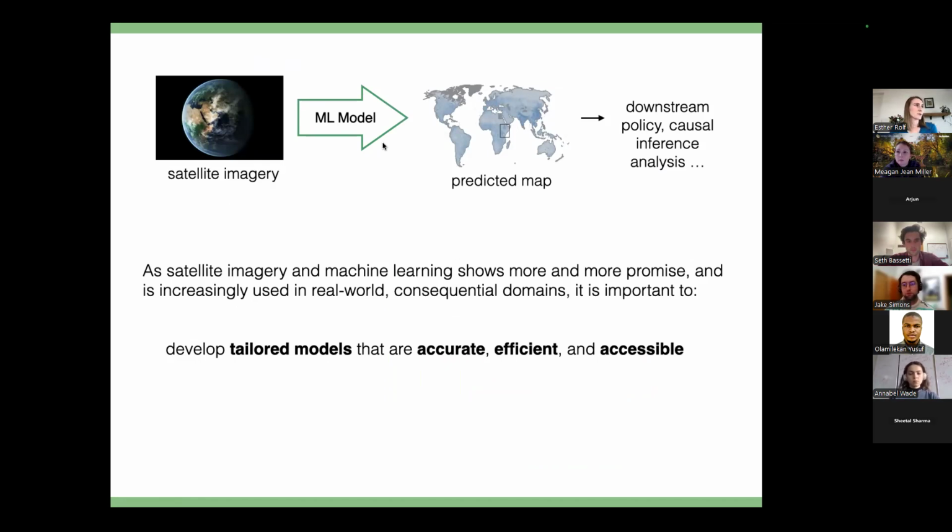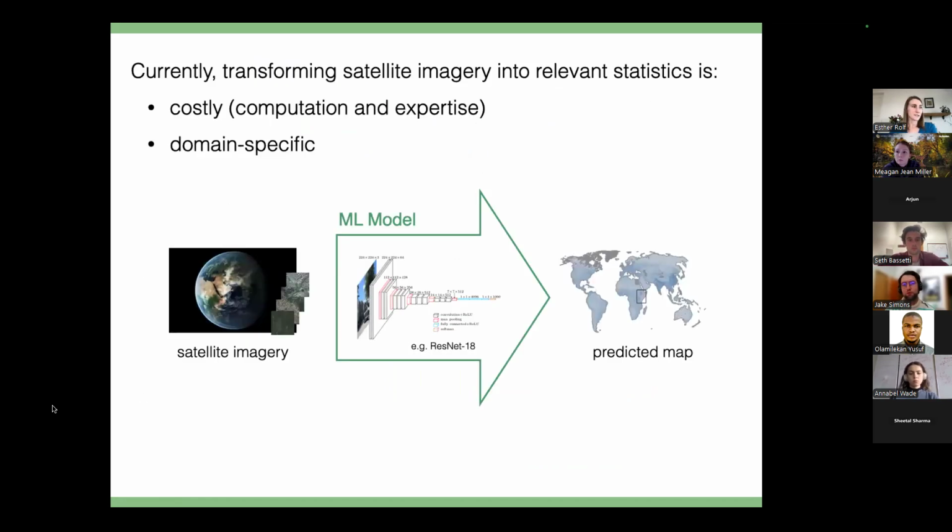And so it becomes very important that we develop tailored methods that are accurate, efficient, and accessible with this huge amount of data. But as it currently stands, working with satellite imagery and computer vision is really expensive. It comes with computational costs, like needing GPUs and tons of storage for the imagery, as well as costly in terms of needing that machine learning expertise. And as a result, many of the solutions end up being quite domain specific. So you might design one specific model that's trained to generate one type of prediction.